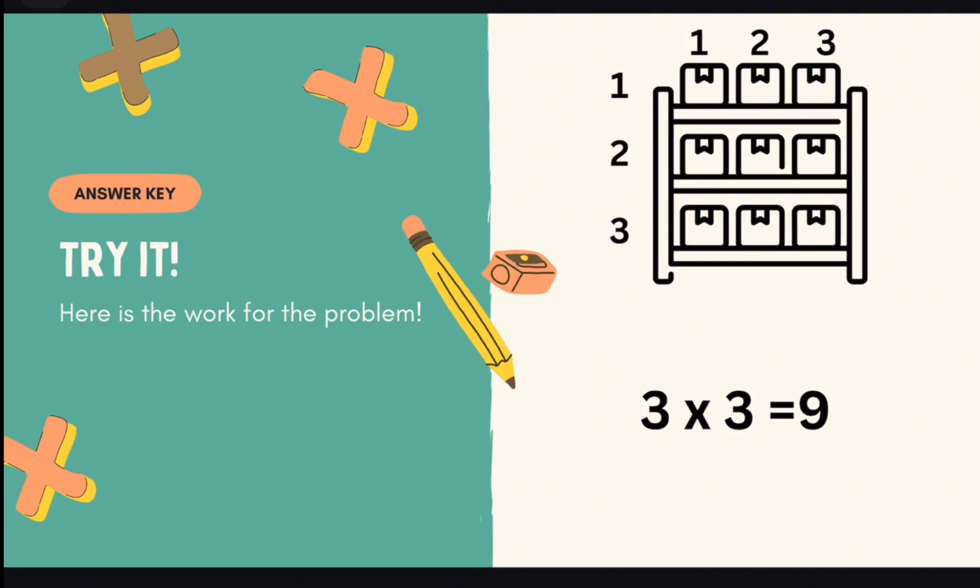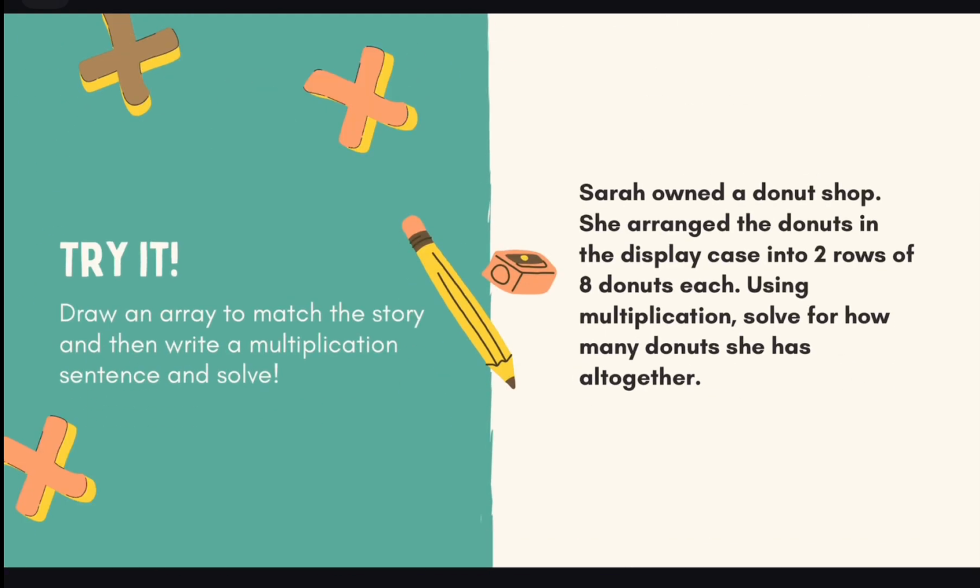Okay, on this last one, guys, you are going to draw the array. So now I haven't given you a picture. I'm just giving you a story. I want you to draw an array to match the story, and I want you to write a multiplication sentence and solve. So here's the story. I'm going to read it 2 times. Whenever you're ready, you can start drawing the array on your paper or on your whiteboard. Whenever you're ready, I'm going to start reading.